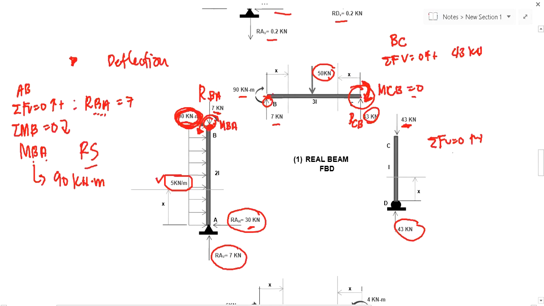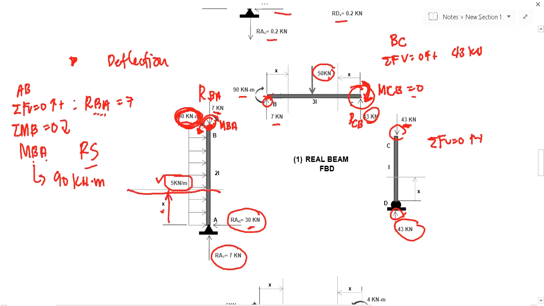Okay? Here, summation forces vertical is equal to 0 because 43 is downward and 43 is upward. It will equal 0. Okay? So, that is our real beam. After which, our segment for AB is just one segment. We have no changes in load, no changes in I. Okay? So, uniform load, that is only one, so one segment. We segment here and we take that as X.